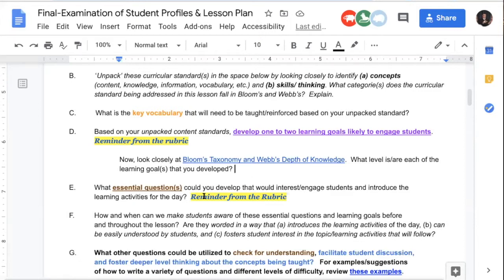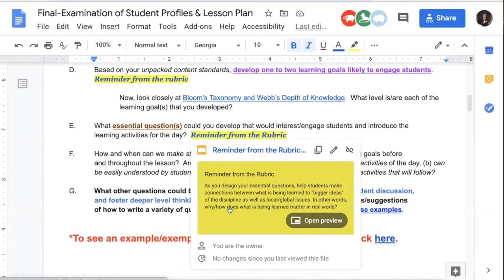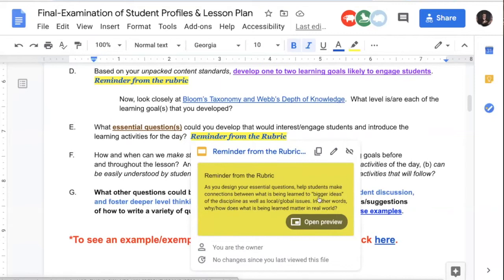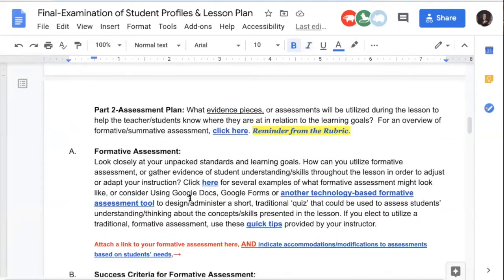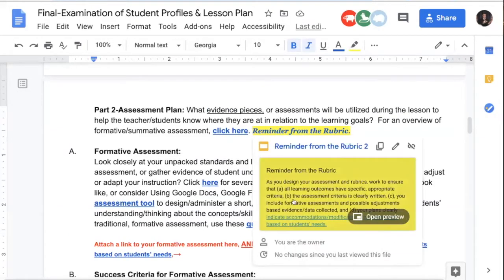When it comes to your essential questions, seek to make those connections to those bigger ideas of the discipline, as well as in local and global issues. In other words, you have to help stir up that interest in why what we're learning matters in the real world. Also, Part 2 of the assessment plan, several reminders from the rubric.